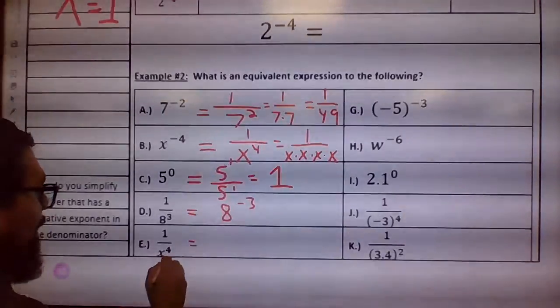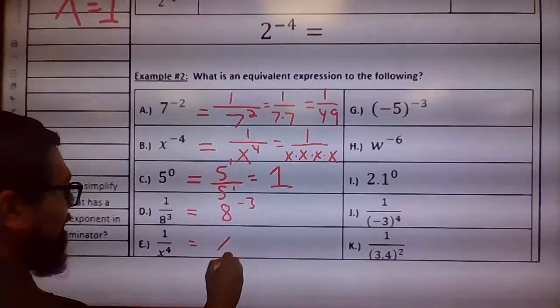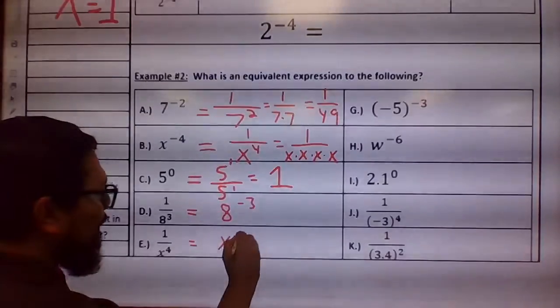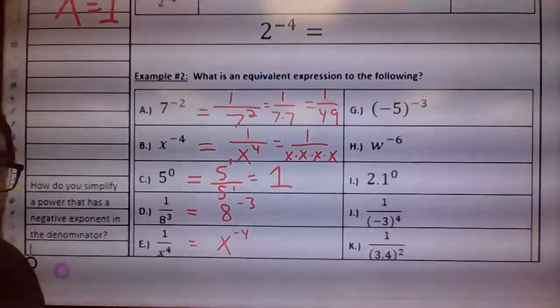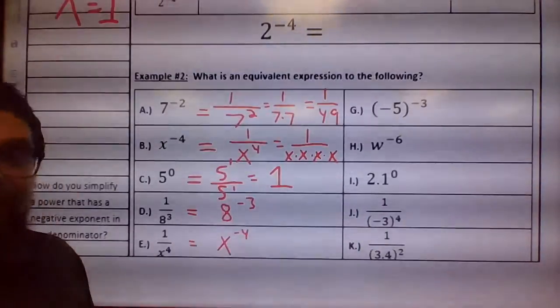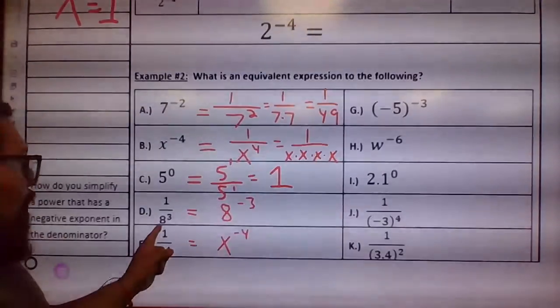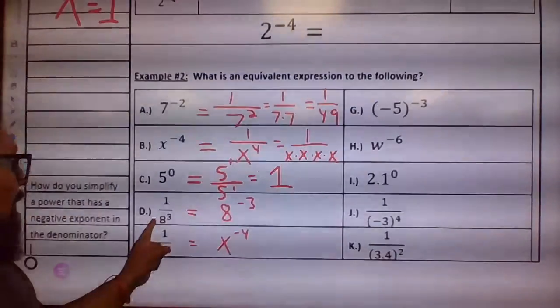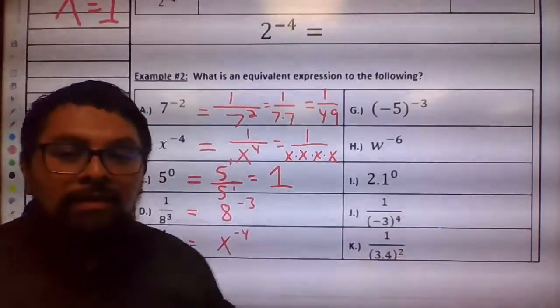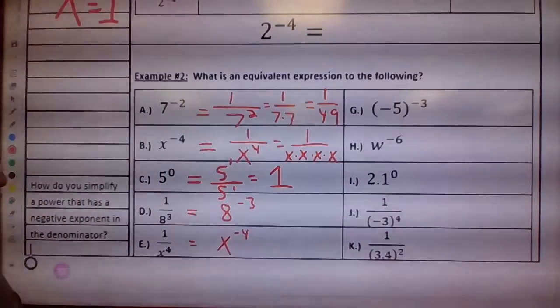So E, it's x, and then the 4, now it becomes a negative 4. Whoa. Easy, right? So letter J is like D. Let's go ahead and do J. Okay, and then go ahead and do K.